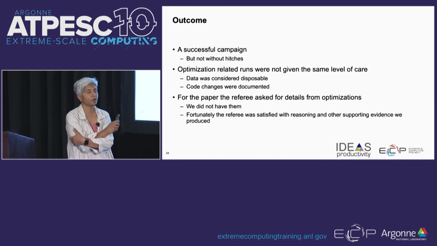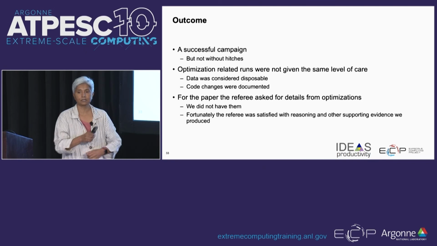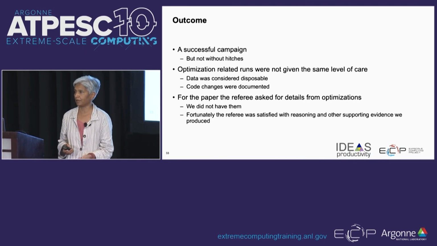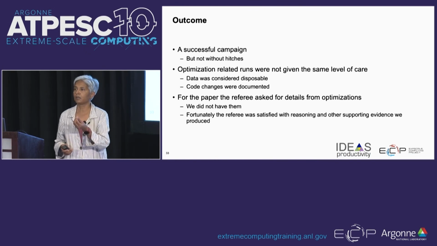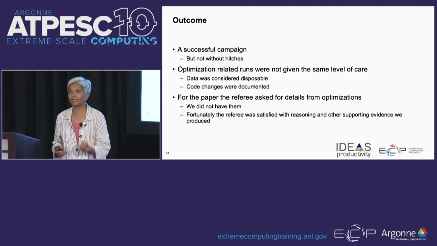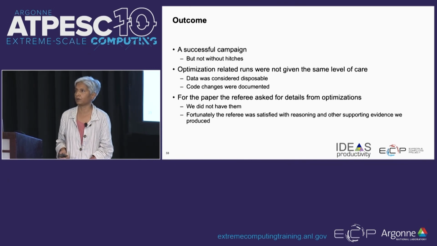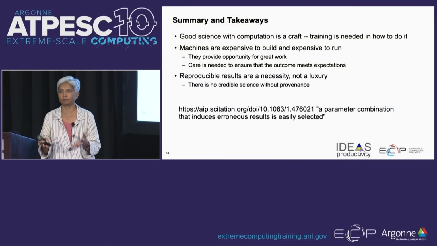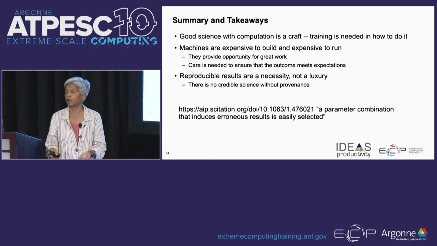Fortunately, we were able to satisfy the referee with reasoning and other supporting evidence that we produced for them, but this could have gone badly, just because we did not foresee the need to preserve that data and got rid of it too quickly. Actually, we didn't get rid of it, we just didn't keep track of where the data was. So the summary and takeaways from all of these combined talks is that good science with computation is a craft. People need training in how to do it. You can't just come into the field and just do it and get a good outcome. It's just not going to happen.